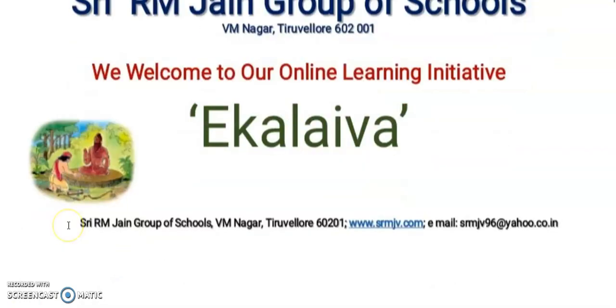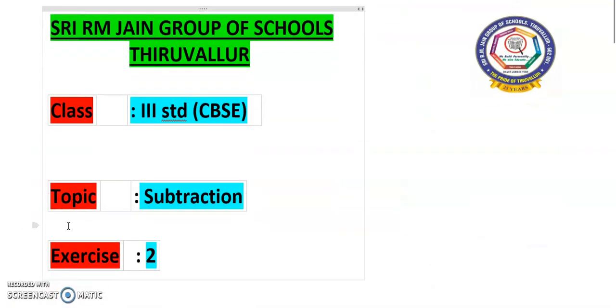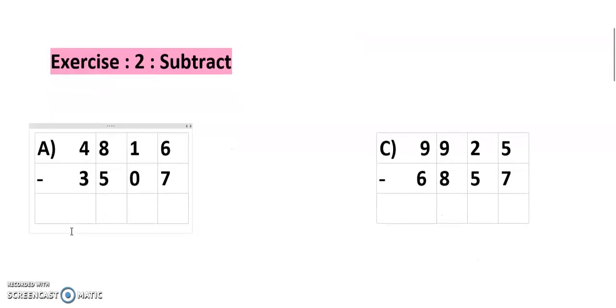Today we are going to see exercise 2 in subtraction. So we are going to subtract the numbers. First step, we have to write the place values of the number: ones, tens, hundreds, next thousand.